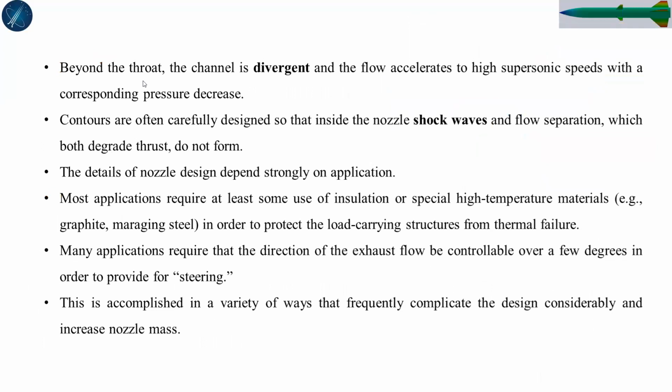Beyond the throat, the channel is divergent because, as you see, it provides a high velocity, low pressure region, that is, the area is increasing. So that means the high velocity gas can accelerate through that region to supersonic speed, that is greater than Mach 1, with a corresponding pressure decrease. So there is a pressure decrease there.